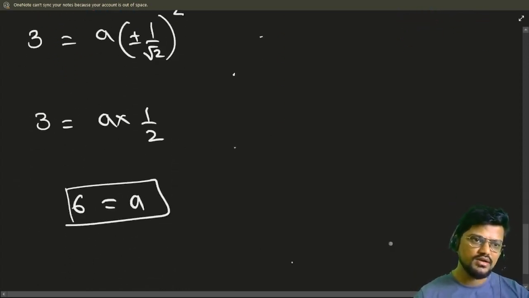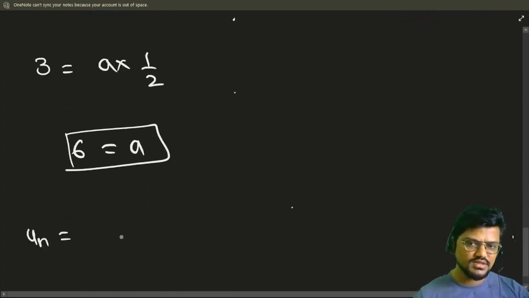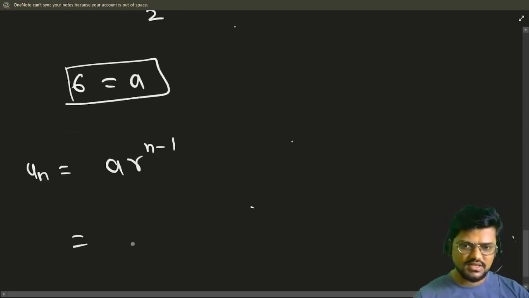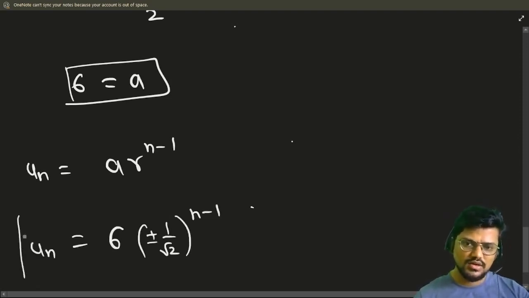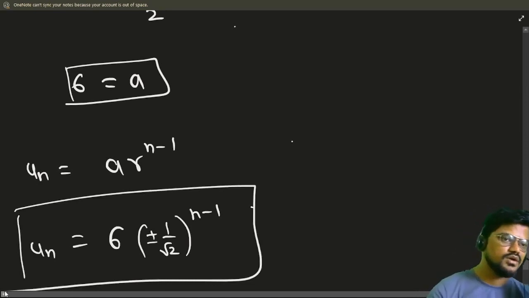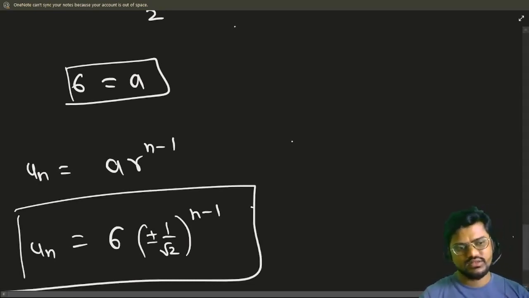Now what you need to find? The nth term. Un equals ar raised to n minus 1. What is a? 6. What is r? Plus minus 1 by root 2. And what is n? n minus 1 only. So this is your nth term. Got it? Yeah? Fine then.